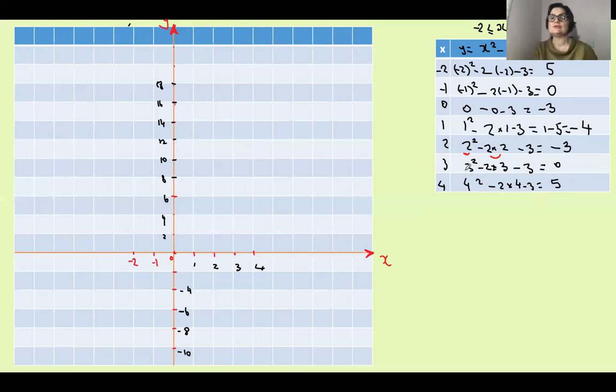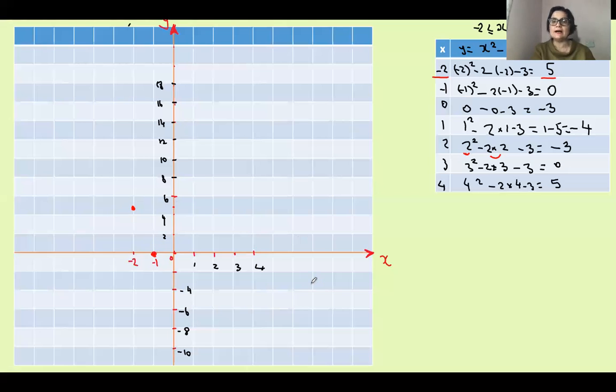So we finished the substitution, and now it is time for plotting the points. The first point to plot is -2, 5. So x is -2, y is 5. This is where 5 is going to be. So the point is going to be right there. Next, -1, 0. The point is going to be right here.